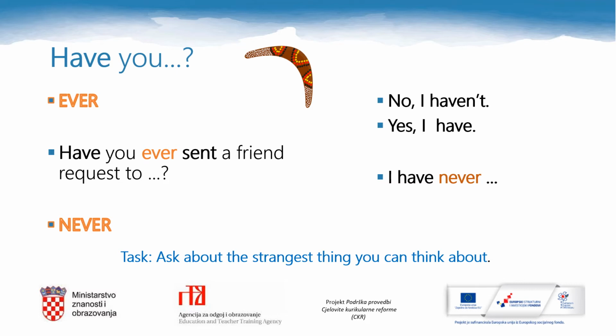Pause this video and write some questions in your notebook. Remember the boomerang when you ask, have you ever done something? Your answer should be, no, I haven't. Yes, I have. And you can answer to the question about things that somebody wants to know if you have ever done. You can say, I have never done it, if you haven't.